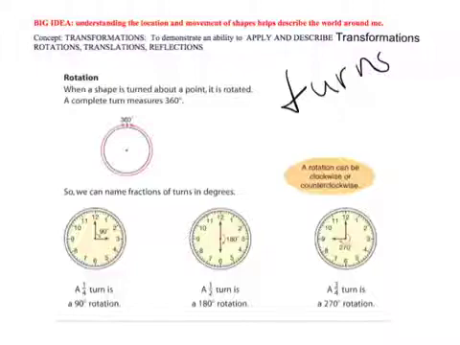We can have a half a turn or a 180-degree rotation. We can have a 3/4 turn or a 270-degree rotation. Or this could also be described as a 90-degree rotation, but at this point it would be counterclockwise because it's going in the opposite direction of the clock. Rotations are described as clockwise or counterclockwise. Clockwise meaning they're going in the direction of the clock. Counterclockwise meaning they're going in the opposite direction of the clock.